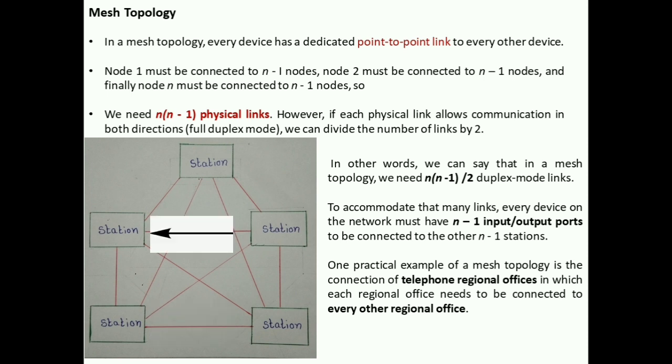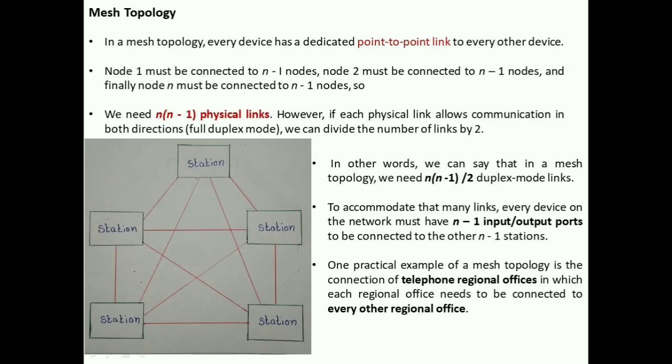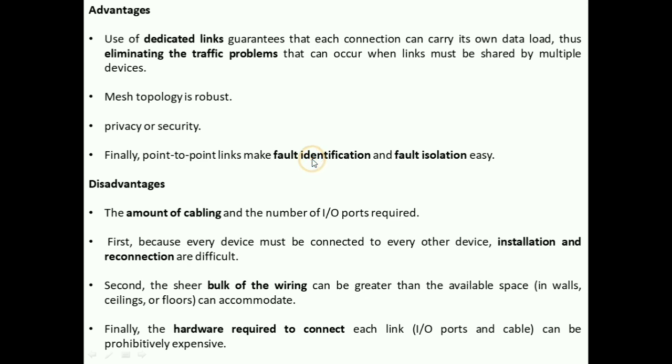So this is how the mesh topology is also robust, and we have privacy and security also. And finally, these point to point links between these stations make fault identification and fault isolation easier. Coming to the disadvantages of mesh topology, the amount of cabling and the number of input output ports required are more.